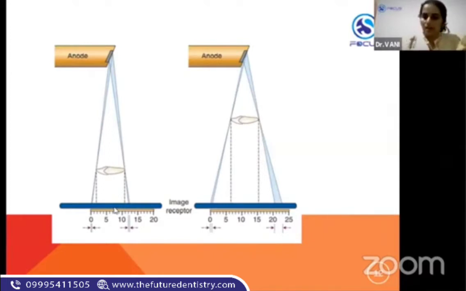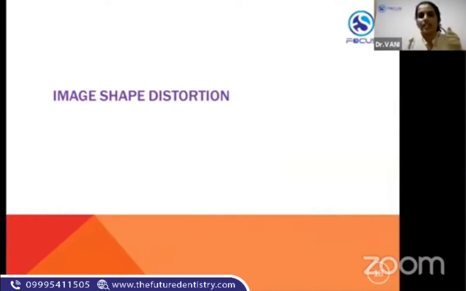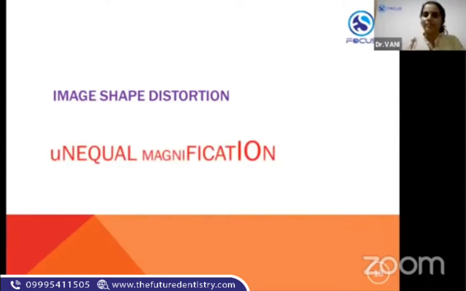Now, the next section is image shape distortion. We dealt with the image size distortion. Next is image shape distortion. Yes, someone has asked about foreshortening. That comes in image shape distortion and not size distortion. It is actually the shape of the tooth. So what is meant by image shape distortion? It's mainly unequal magnification. Foreshortening and elongation come in image shape distortion, caused because of unequal magnification of different areas of the same object.